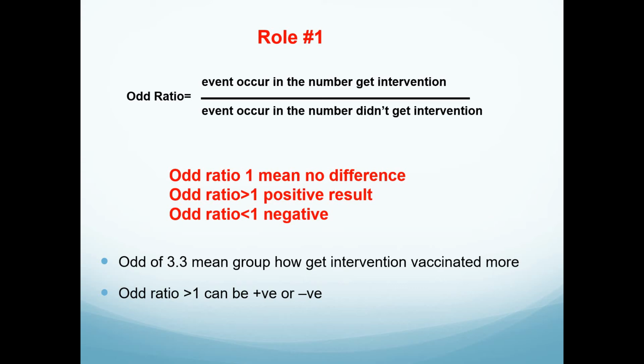But for this example per se, it is positive. But the odds ratio is not always positive. Sometimes more than 1 means positive or can mean negative, and we will have more examples to elaborate on this. And an odds ratio less than 1 can be positive or can be negative.